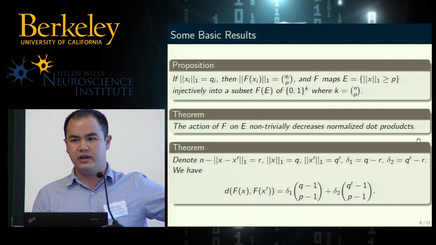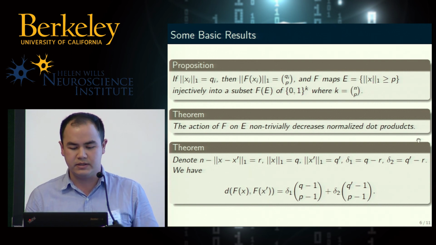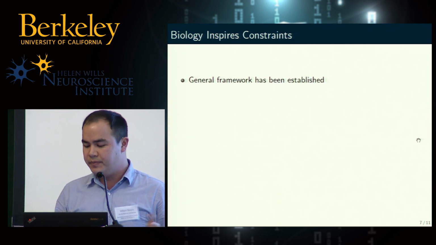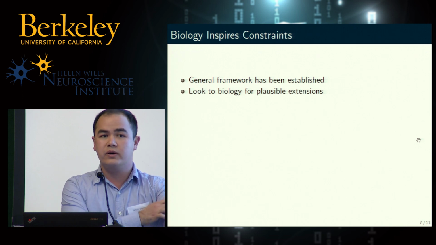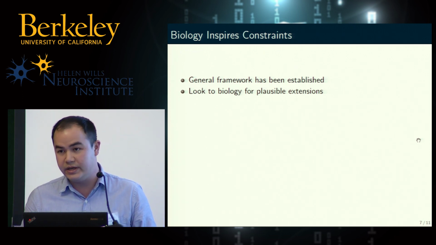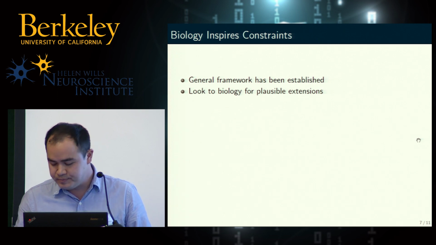We can calculate exactly what it is depending on our parameters, N, M, P, and all that good stuff. So that's sort of the basic situation. And from here, we're going to look to the biology and the neuroscience to see how we can generalize this to something that's a bit more realistic.